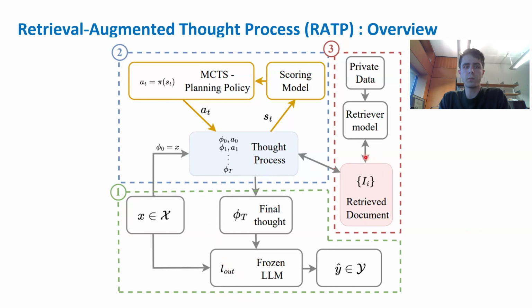And in the end, the thought process outputs what we call the final thought, which is the optimal piece of information to answer the query X. Finally, the final thought is concatenated to the query in a prompt given to a frozen LLM, L-out, that outputs the answer. As you have probably understood, all the interesting operations happen in part 2. That is why we will zoom in on this part.